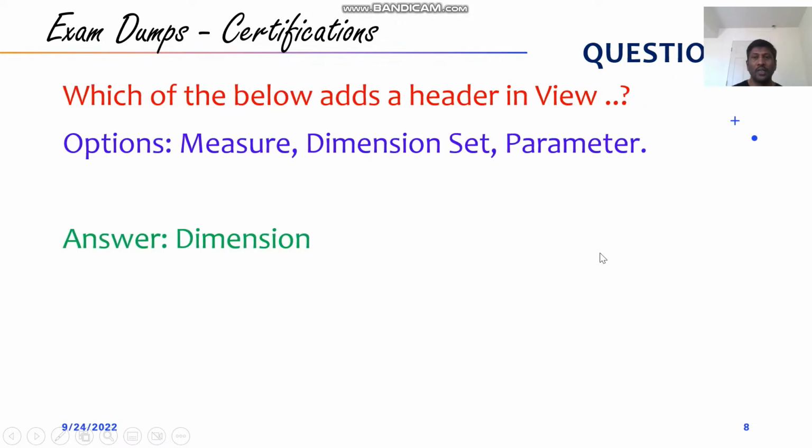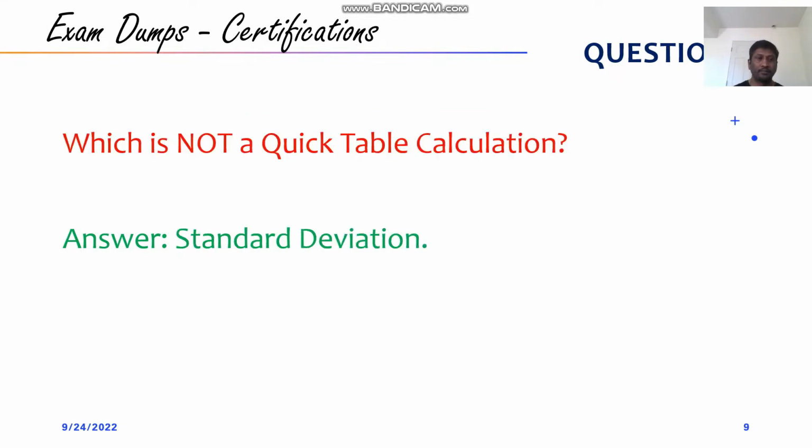Okay, moving to the next question. Which of the below adds header in a view? Options: measure, dimension, set and parameter. The headers will be added by the dimension. Okay, the right answer will be dimension. Which is the next question?